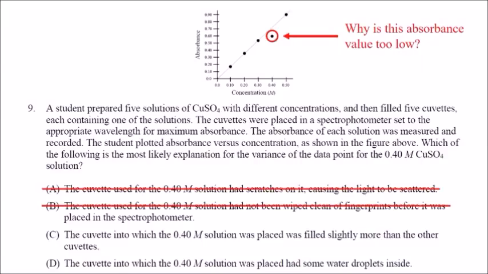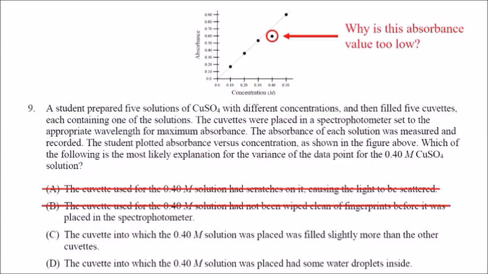So looking at choice C, all we're saying in choice C is that the cuvette was filled slightly more than the other cuvettes. But as long as light travels through the solution, the fill level is not going to make a difference. As long as there's enough solution to cover the path of light, that's fine.